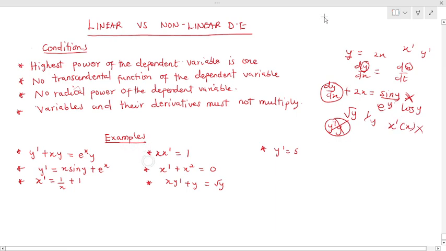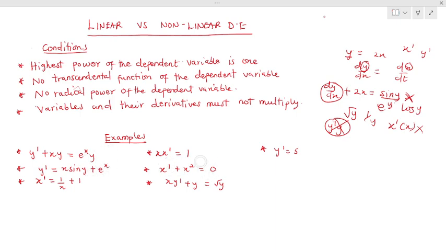I have a couple of examples for us to understand which equations are linear and which are not. From this set of equations I have here, you are to identify if each is a linear or nonlinear differential equation. The first one, y prime plus xy is equal to e to the power x multiplying y. This is my derivative and my dependent variable y. Is y standing there alone? Yes. Then the product of x and y is accepted. Then also there is no transcendental function of y. So this equation is linear.